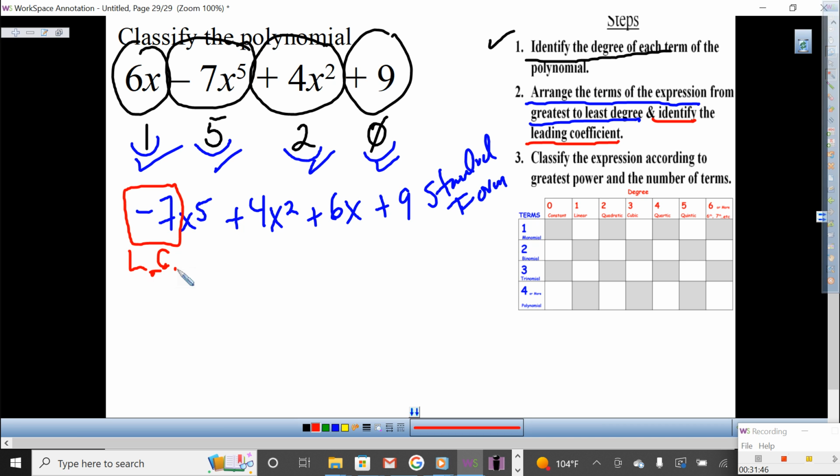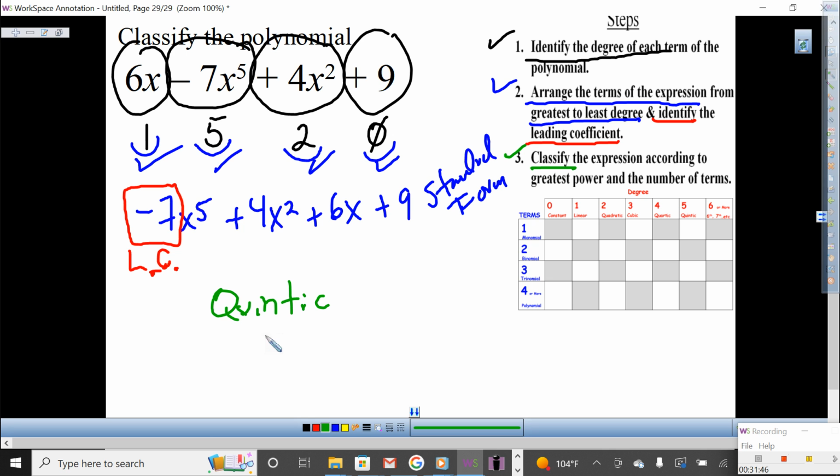All right. So let's go to, that was step 2. We're done with step 2. Let's go to the last part. We're going to classify or give it a name. So what is the name according to the degree? What's the highest degree? 5. So this is a quintic.